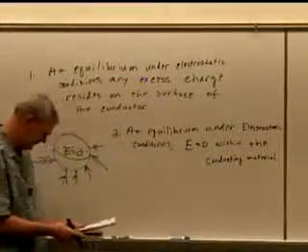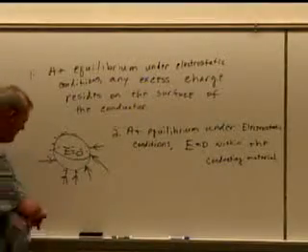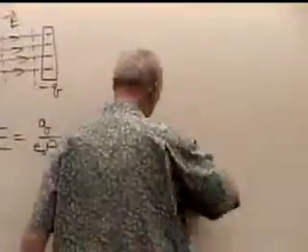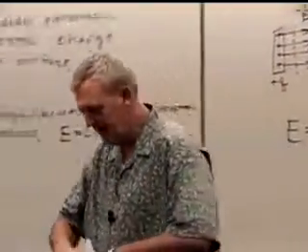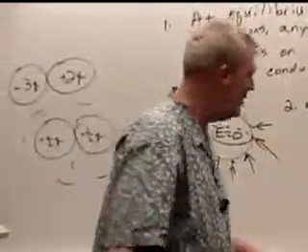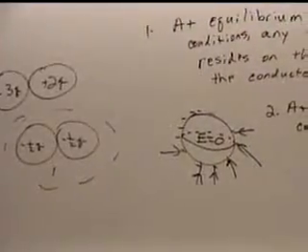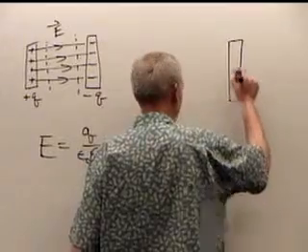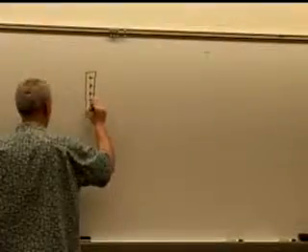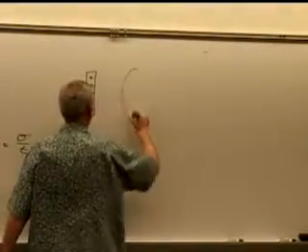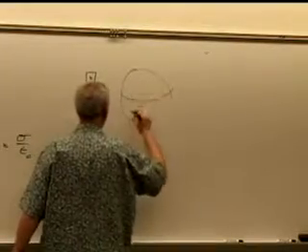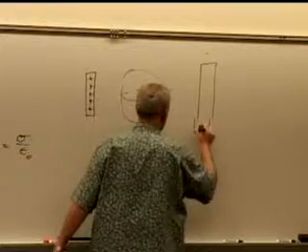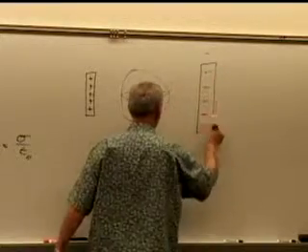Okay? Now, let's combine this idea. What we're going to do is put the parallel plate capacitor together with this conducting sphere. We're going to put this conducting sphere in the middle. Put a conducting sphere in here.